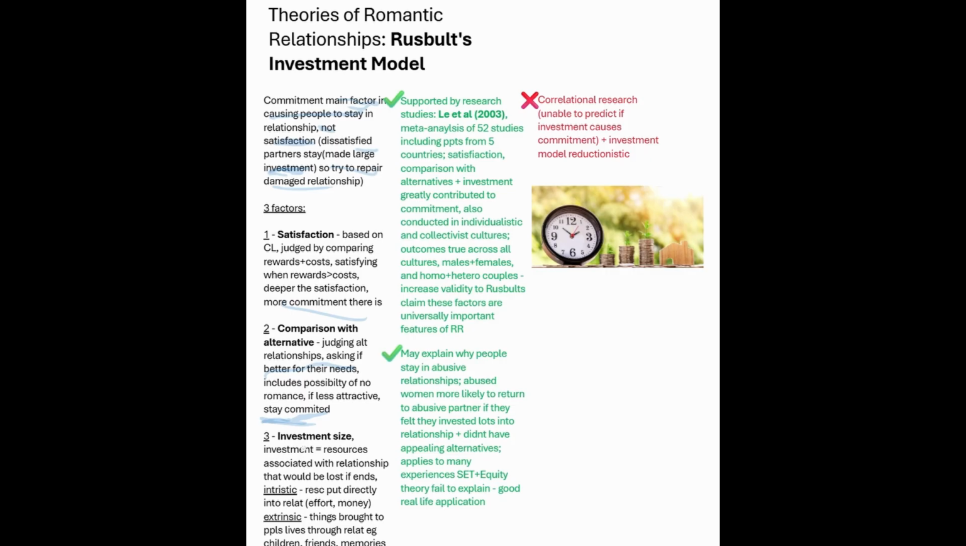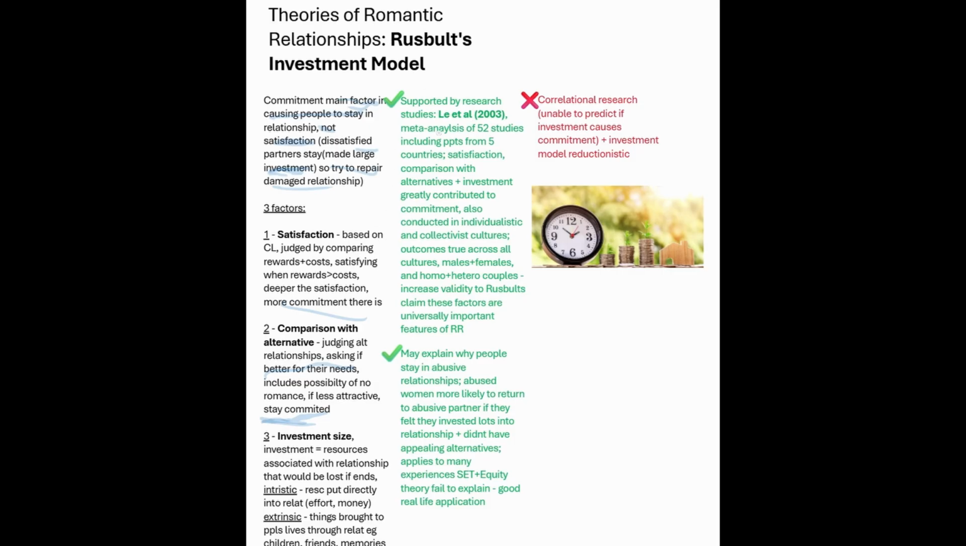Investment size is the third factor. So this is the main one. An investment is a resource associated with a relationship that would be lost if it ends. An intrinsic investment is when you put lots of resources directly into a relationship, like effort and money. An extrinsic investment is where things are brought into people's lives through the relationship, like children, friends, and memories.